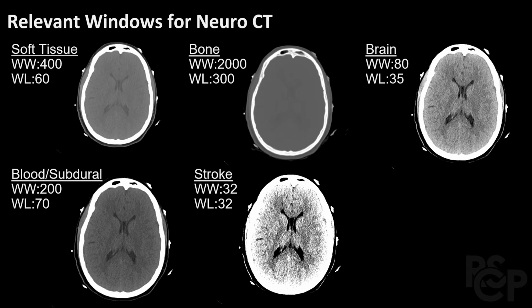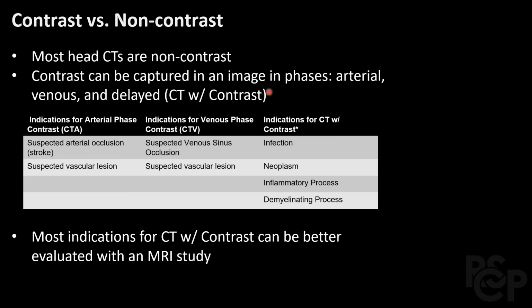And hopefully by the end of this presentation, you'll have a better understanding of when to use specific windows to look for certain pathologies that you're suspecting. Now that we have a better understanding of windowing and when we can use specific windows to look for different pathologies on a CT scan, let's talk a little bit about contrast administration before we dive into some cases.